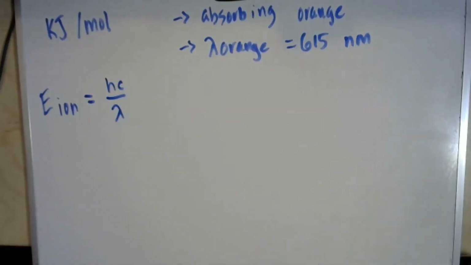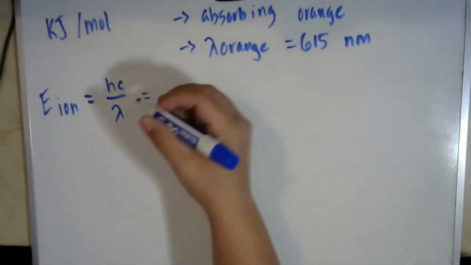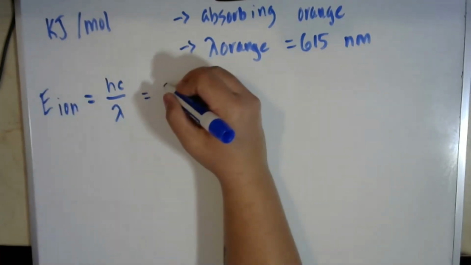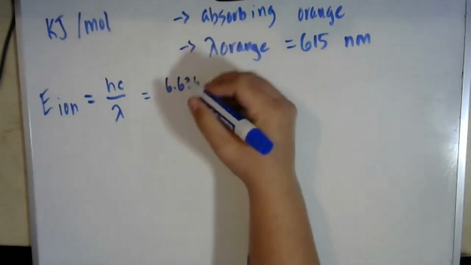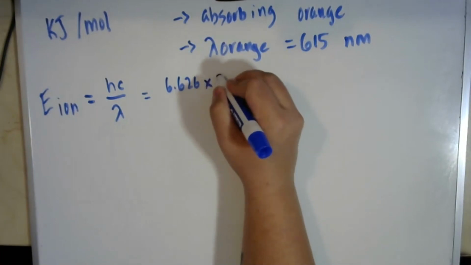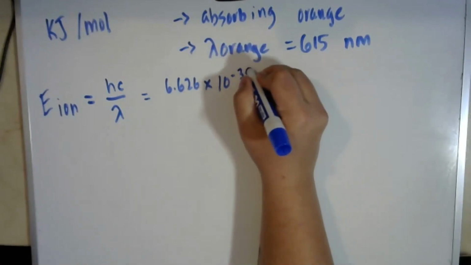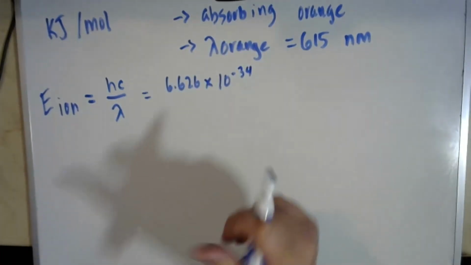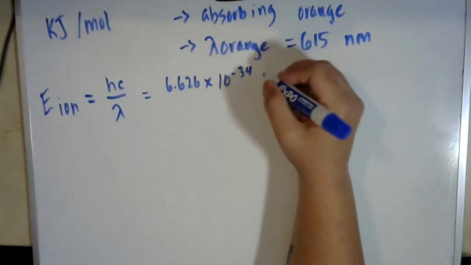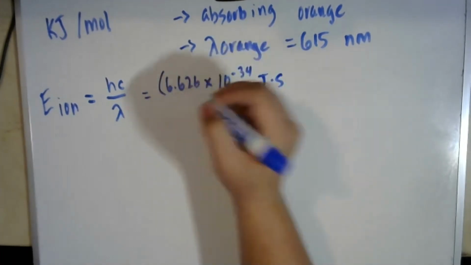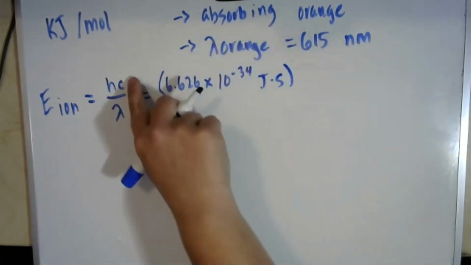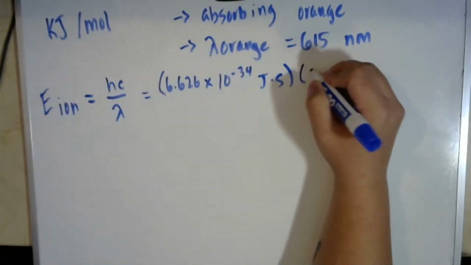You might have to remind yourself of what some of these values are. Luckily, they are on the constants list in your textbook. h is Planck's constant, that's going to be 6.626 times 10 to the negative 34 joules times seconds. c is the speed of light in terms of meters per second.